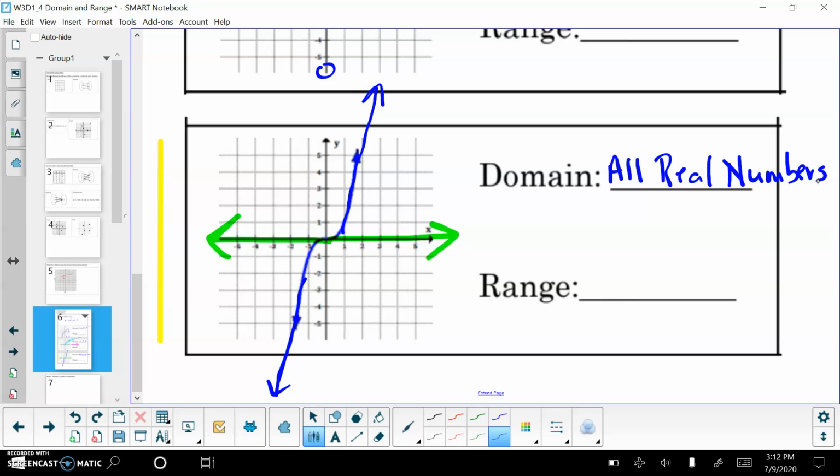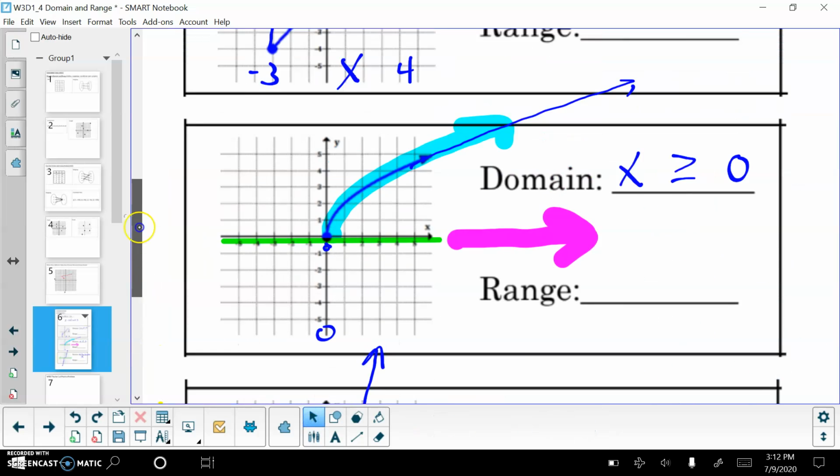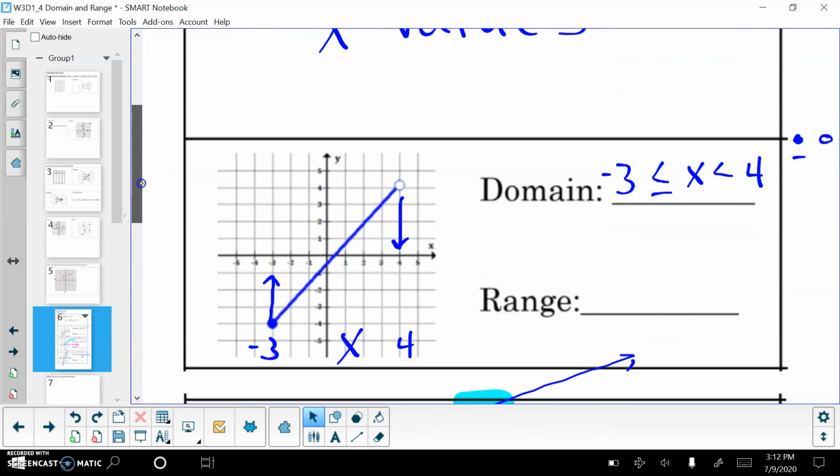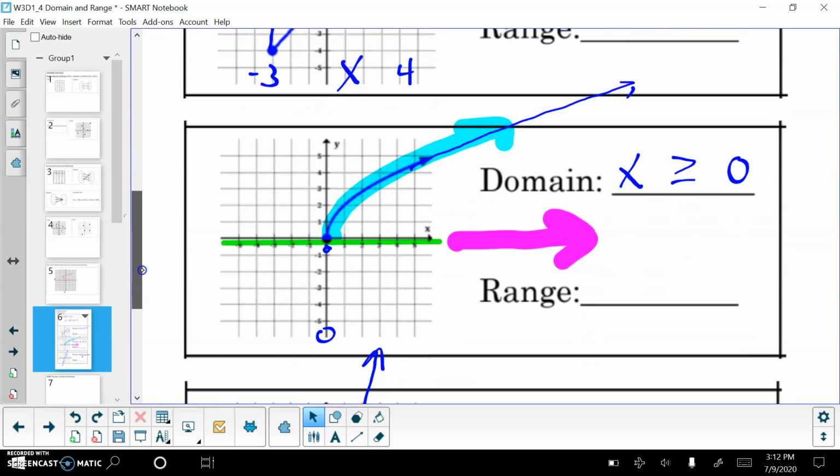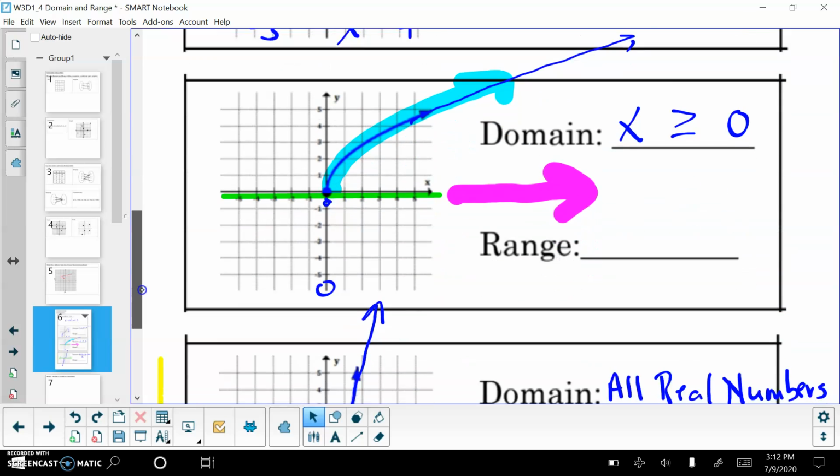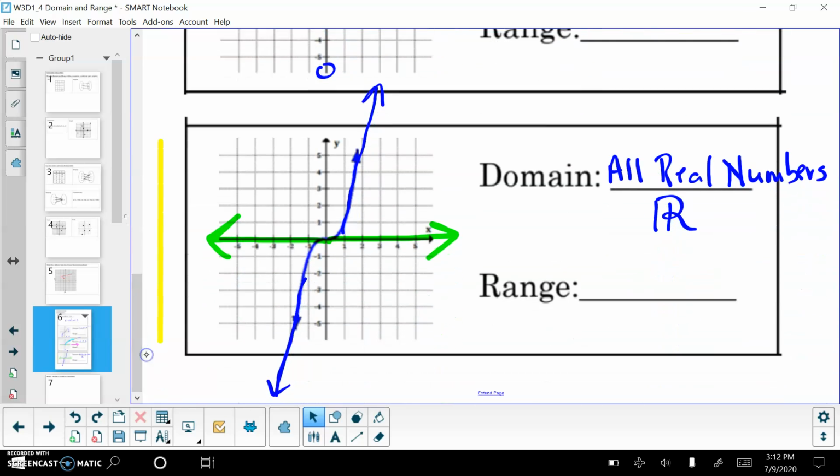This is an unrestricted graph or an unrestricted domain. And the other way that we can write all real numbers is an R, sort of like with a double line. So we've got three types here. We've got fully restricted with two boundary numbers. We've got partially restricted with one boundary number. And then we've got unrestricted, that is the all real numbers because it's got no boundary numbers.